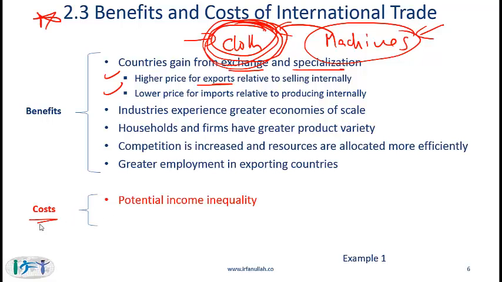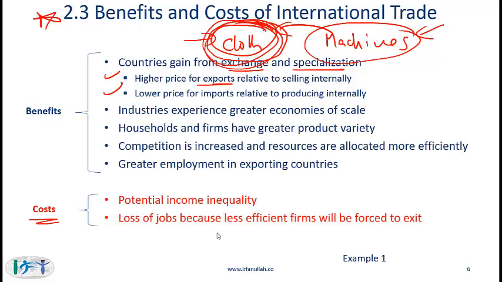What are some of the costs? There is the potential for income inequality, both within a country and across countries. People in industries that are doing well will tend to get higher income, and also countries that are good at exporting material, they have more efficient industries and export more. The income of those countries will increase faster than the income of countries which are not as good at creating goods and services.